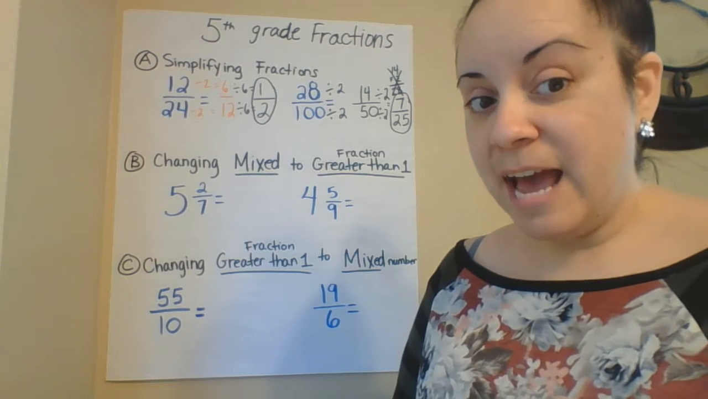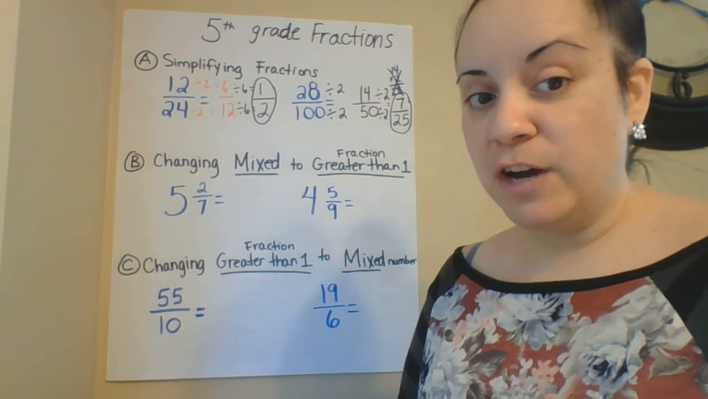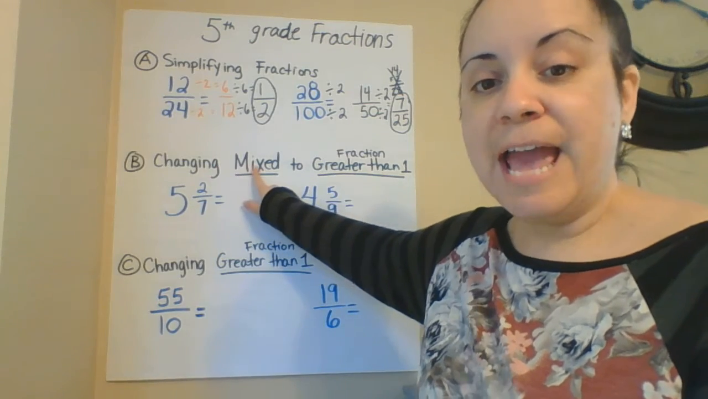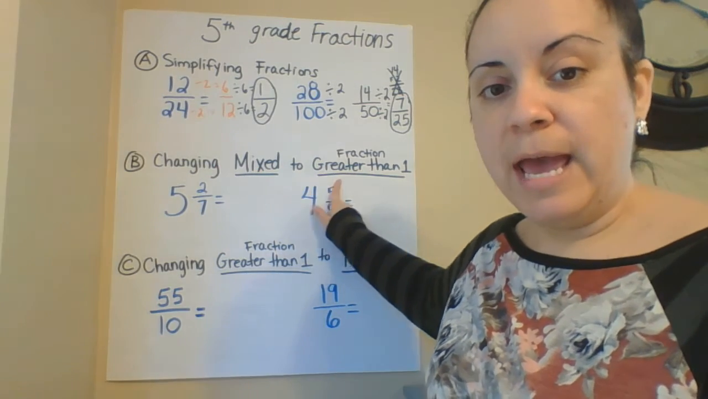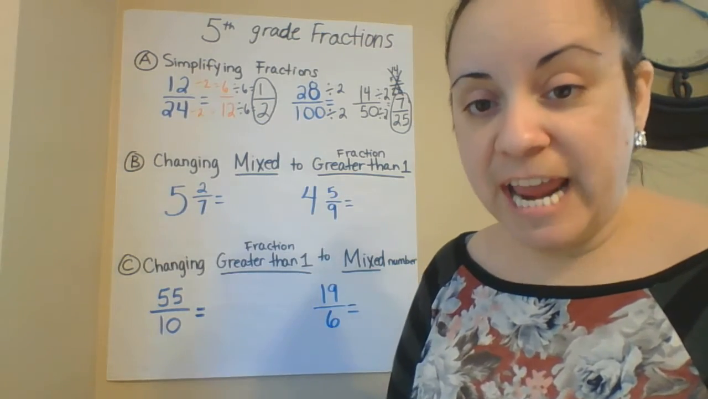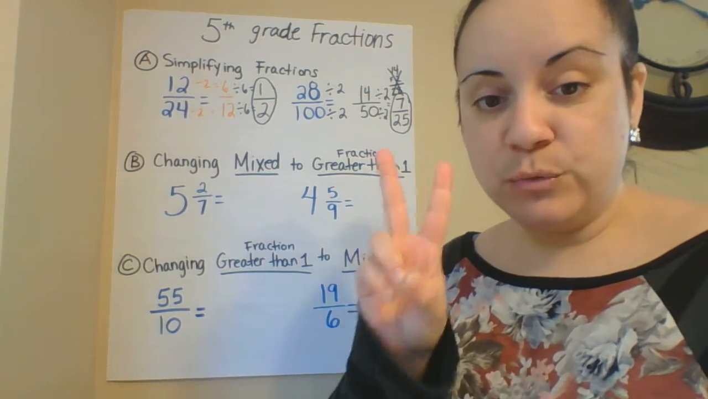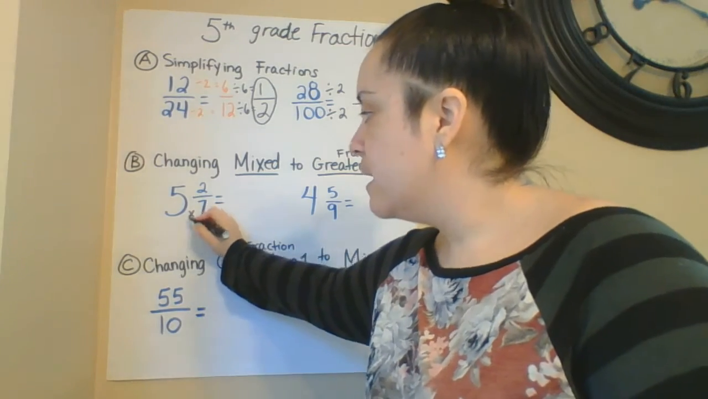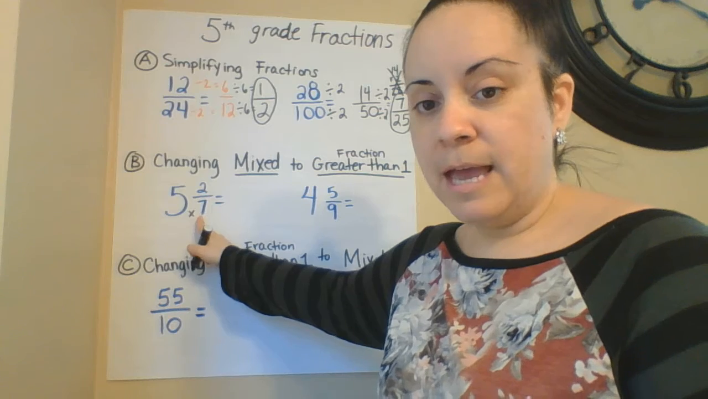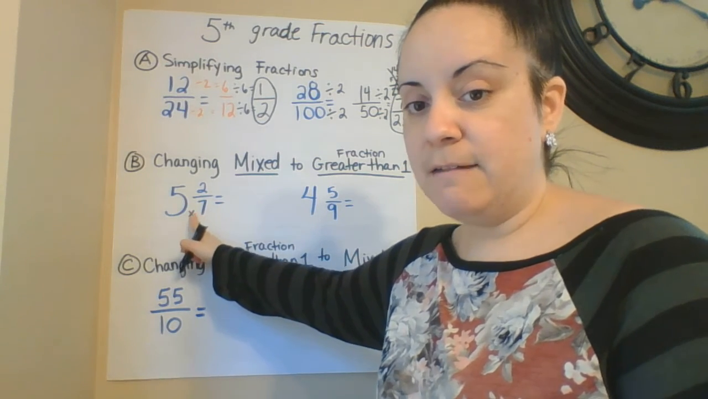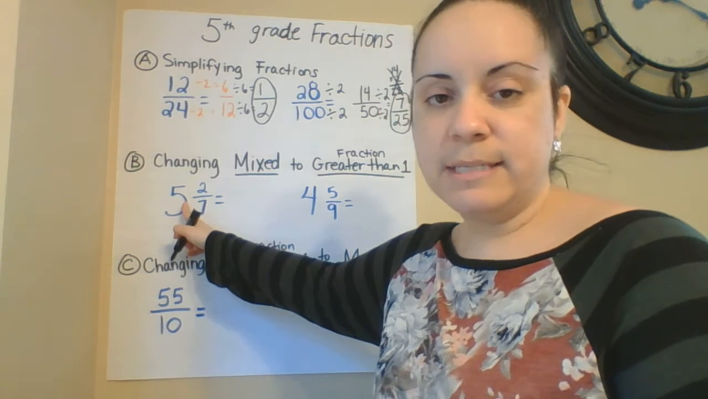Okay, now we are going to move on to the next, and it's talking about changing a mixed number to a fraction greater than 1. So, when I change a mixed number, I have to do 2 things. First thing I have to do is multiply the bottom times the whole number. So for this problem, I would do 7 times 5. What is 7 times 5?